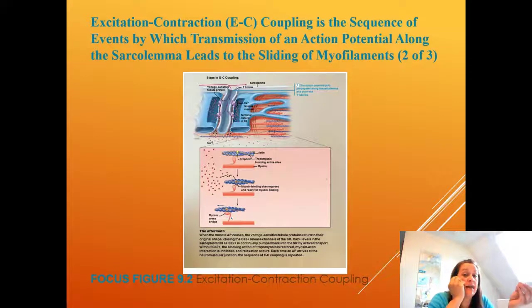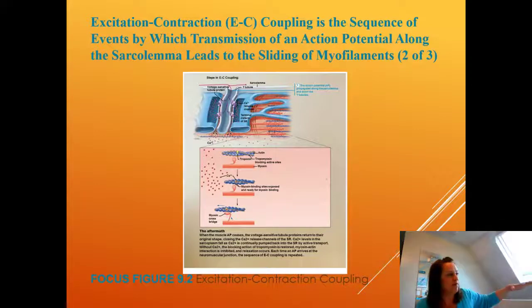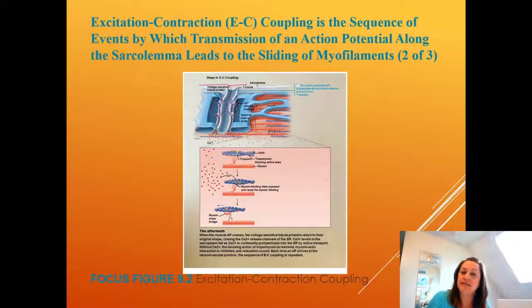All right, so without calcium, we cannot have muscle contraction. This is the excitation contraction coupling. The excitation of changing that membrane potential down the T tubule, releasing all that calcium. Calcium binds to troponin, which pulls the tropomyosin. The myosin and actin bind, and we have contraction.